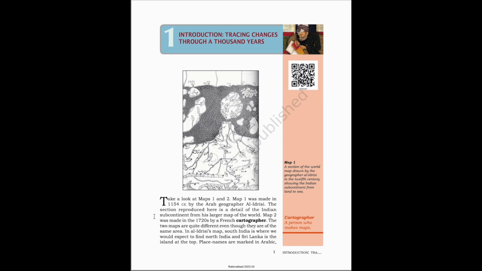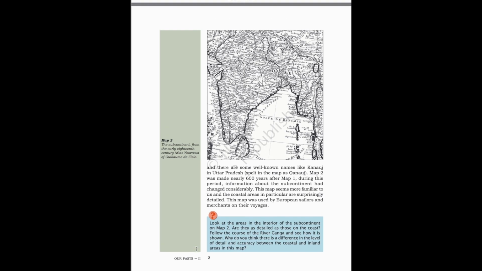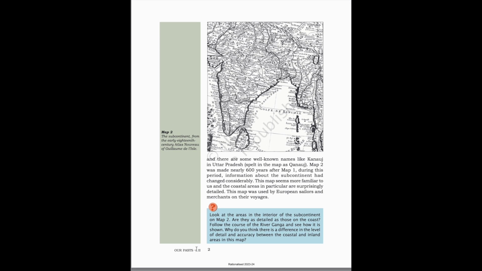Map 2 was made in the 1720s by a French cartographer. The two maps are quite different even though they are of the same area. In Al-Adrisi's map, South India is where we would expect to find North India, and Sri Lanka is the island at the top. Place names are marked in Arabic. And there are some well-known names like Kannauj in Uttar Pradesh.